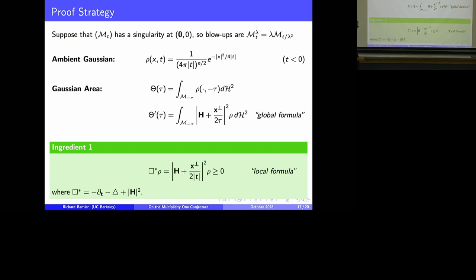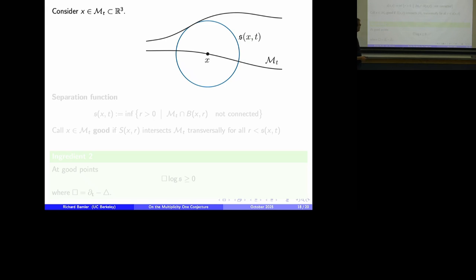I want to kind of localize this a bit more. And now here's the second ingredient, which somehow strangely hasn't been known before. And this concerns what we call the separation function. So the separation function is a function characterizing the local separation of two sheets of a mean curvature flow. So here's just a one-dimensional picture, but this works in any dimension.